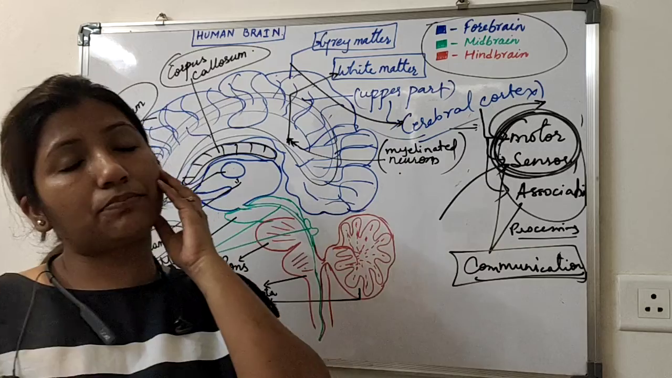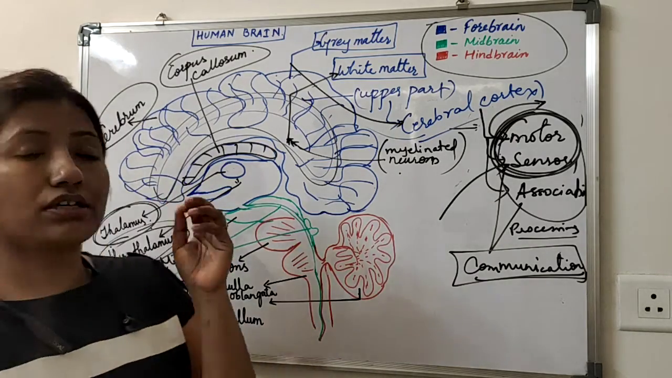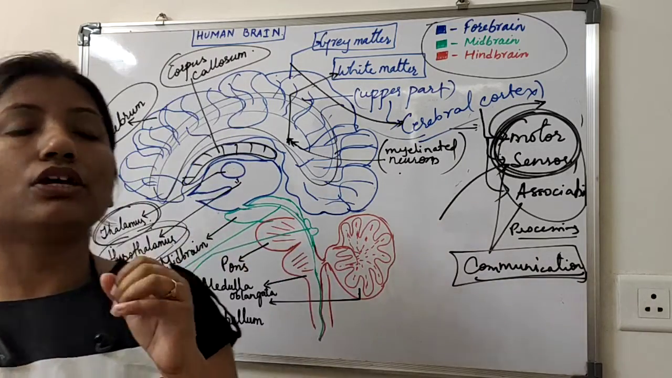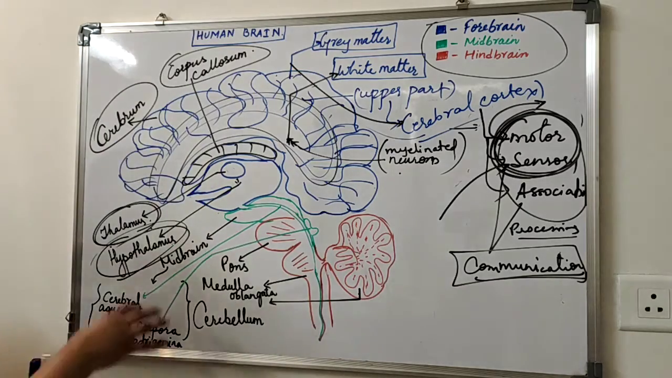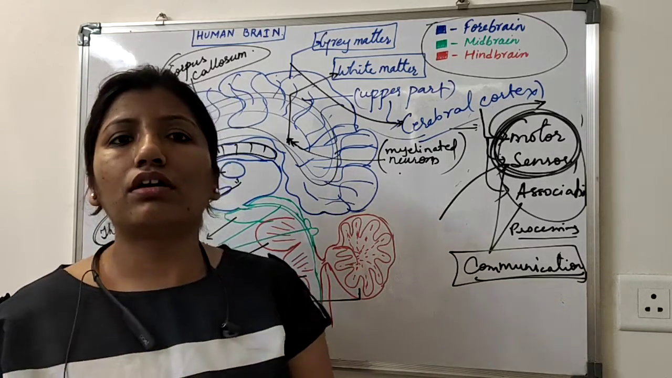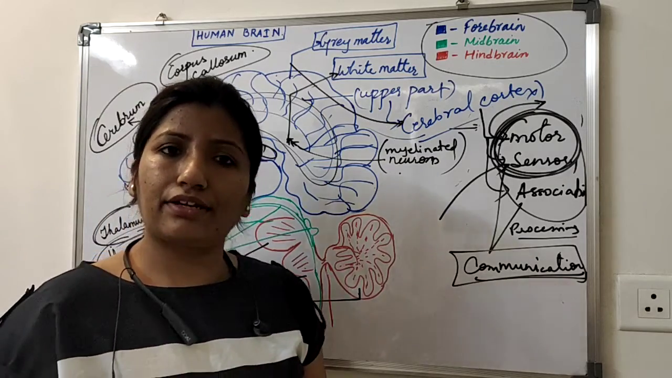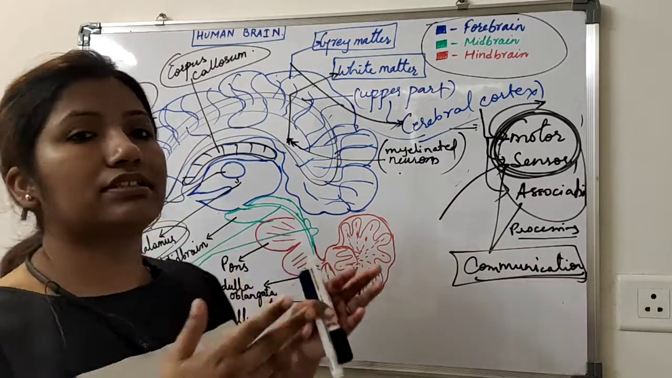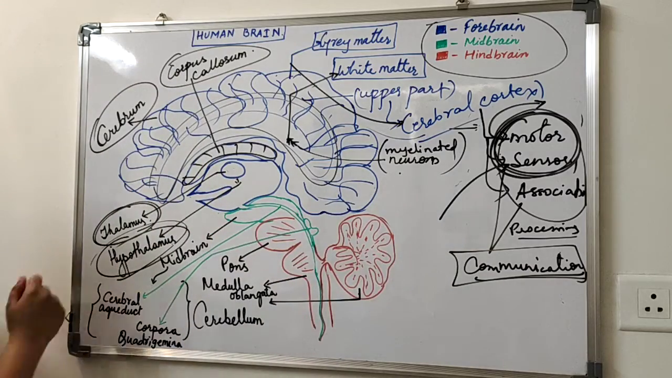And also the hypothalamus plays a vital role in controlling the secretion of hormones. So the hypothalamus mainly secretes hypothalamic hormones, and those hormones stimulate other endocrine glands like the thyroid gland, adrenal gland, ovary, testes. All these are endocrine glands, and it stimulates those glands to secrete hormones. That is the role of the hypothalamus.